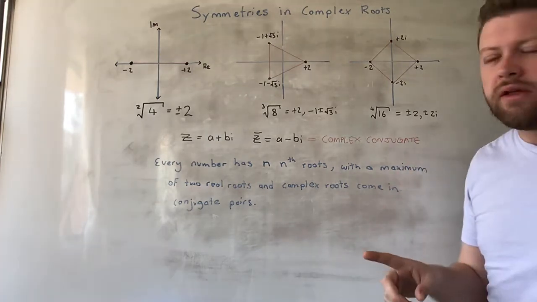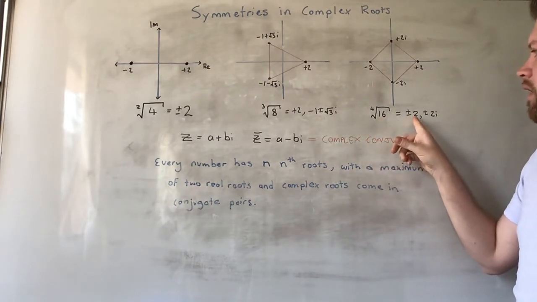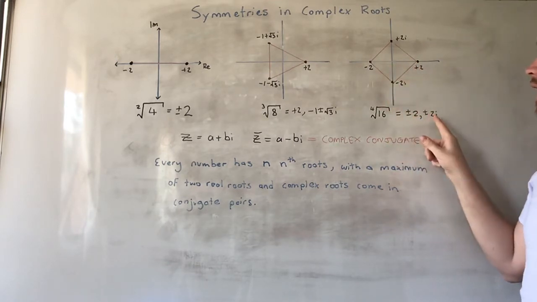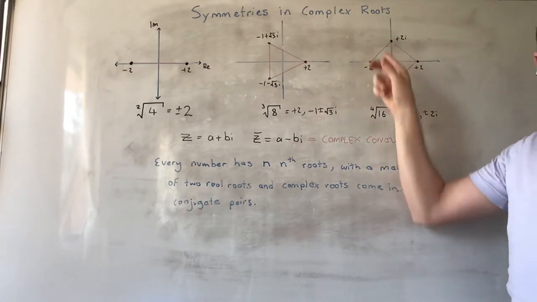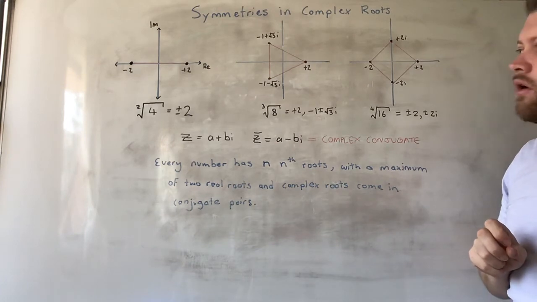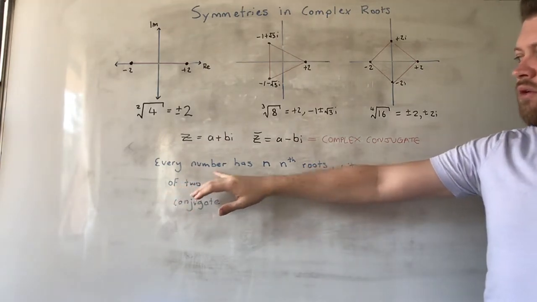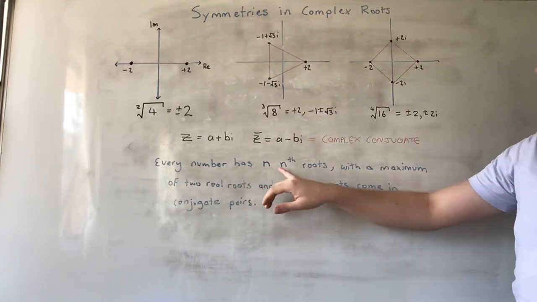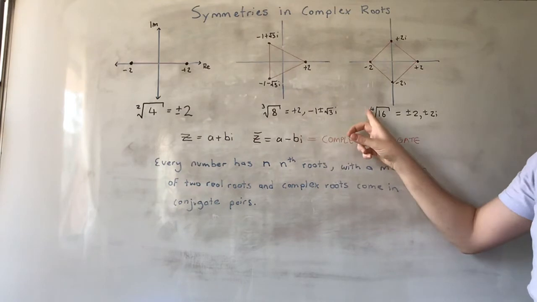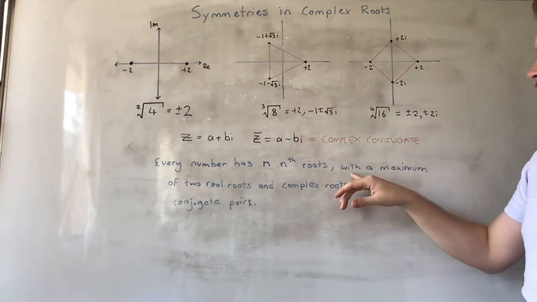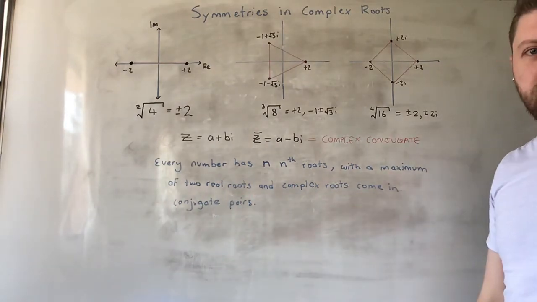Okay, let's take one more example. This is the 4th root of 16. Okay, and if you go through the mathematics, you'll find that there's a real pair, plus or minus 2, and a complex conjugate pair, plus or minus 2i. And this forms a perfect square in the Argand diagram. Okay, so the first thing you should notice is this rule here. Every number has n nth roots. So the square root has 2 solutions, the cube root has 3 solutions, and the 4th root has 4 solutions. Okay, with a maximum of 2 real roots, and complex roots come in conjugate pairs.